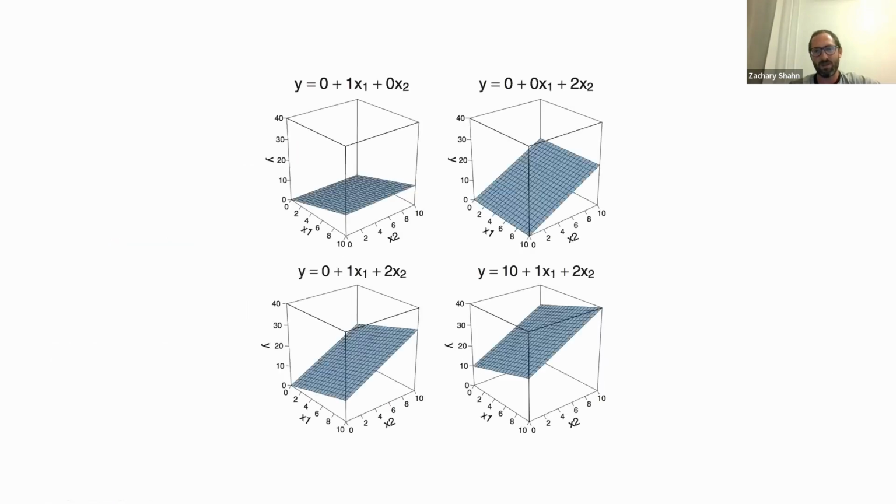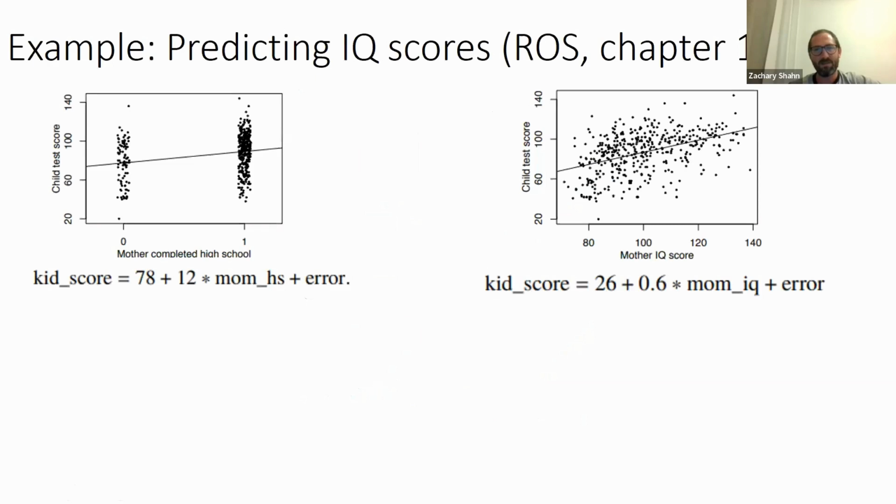So what does this look like? Before you had a line, like you had x on the x-axis, y on the y-axis, and you had a line. Here now you have x1 and x2, and here's y, and it looks like a plane. If you have equations that look like this, this is the expected value of y given a value of x1 and a value of x2.